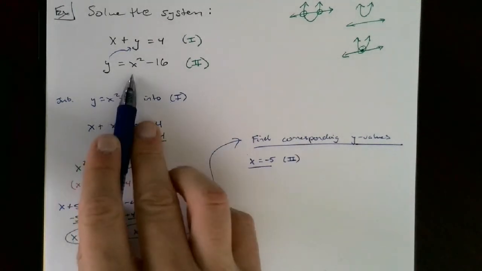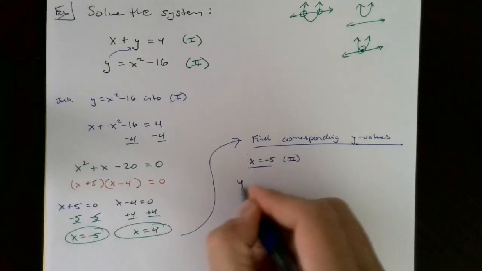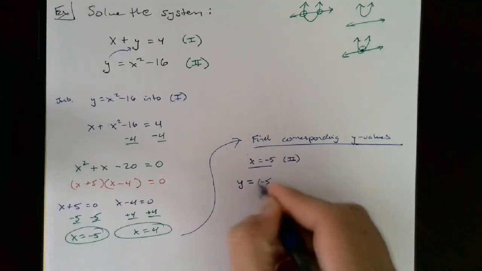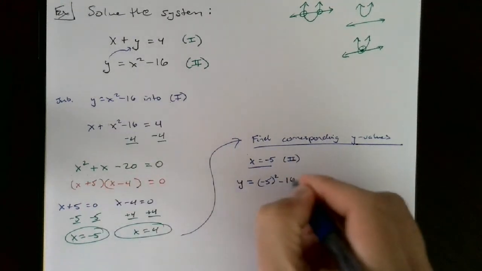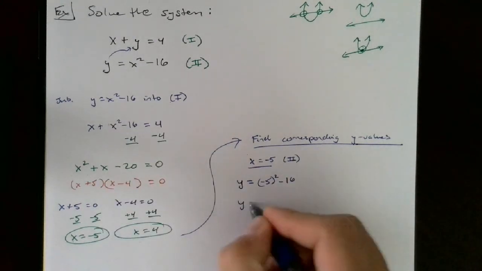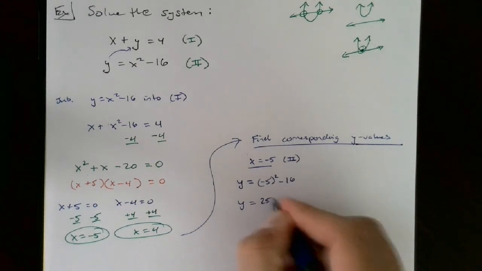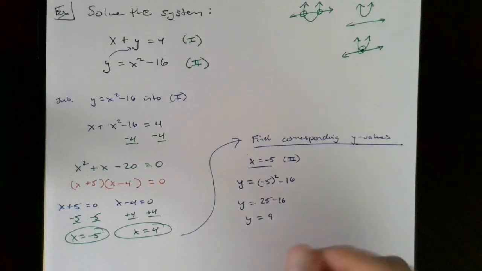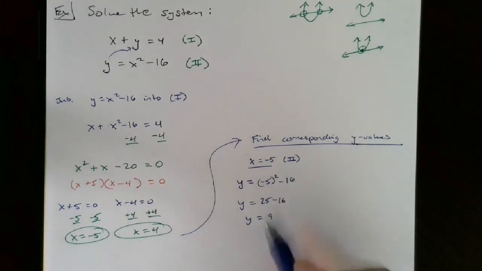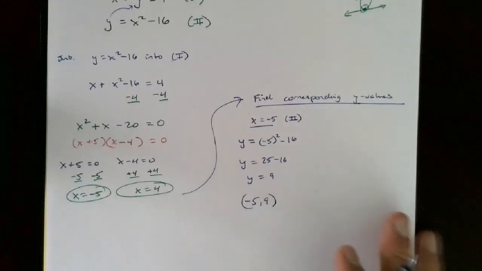If I substitute negative 5 in here for x, make sure you have parentheses in the right place. It's y equals negative 5 in parentheses squared because you're replacing x, minus 16. And so I end up with y equals negative 5 squared is 25 minus 16, so I get y equals 9. So the ordered pair is the x value, comma, the y value: negative 5, comma 9. That's one solution. That's one place where these intersect.